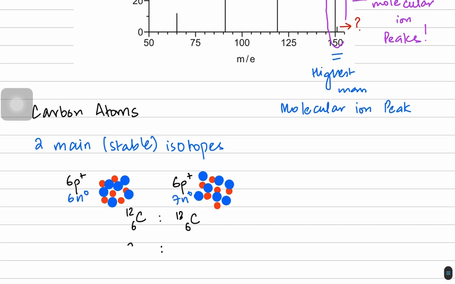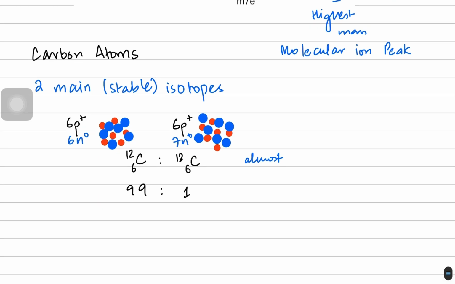Their abundance in nature is almost 99% and 1%. When we take a relative value, if the relative abundance of carbon-12 is 100, carbon-13 would be 1.1. And this is an approximate value which gives us a good estimate. Now, how do we use that?